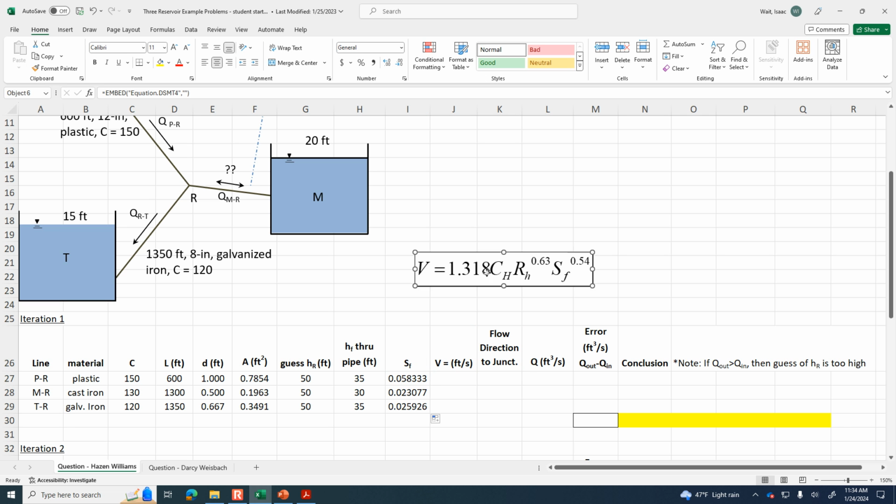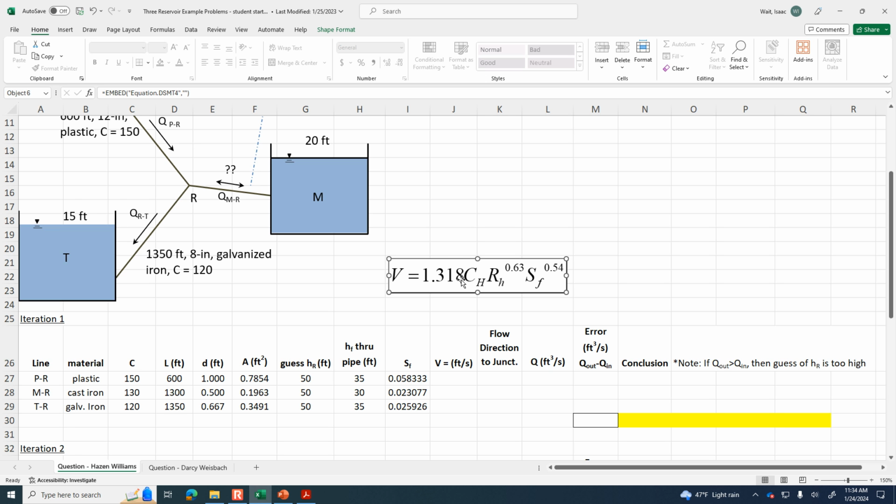Okay, so if this is the slope of the energy grade line, now we can use the Hazen-Williams equation to calculate the velocity. All right, so let's do that. Velocity equals 1.318 times the C value times hydraulic radius. That's not one of my columns. I don't have hydraulic radius.